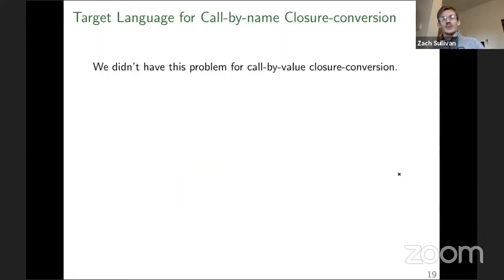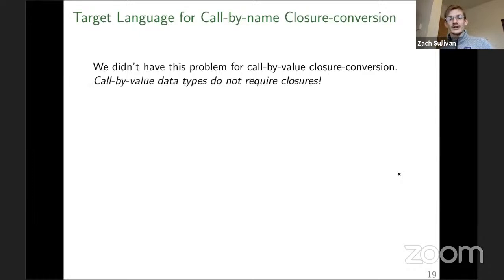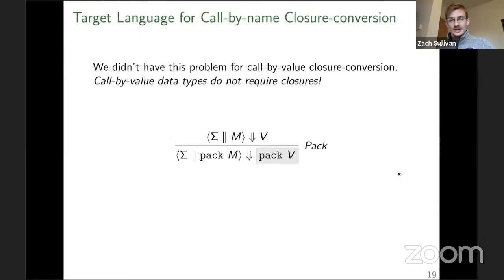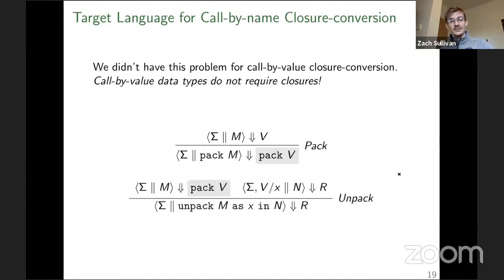Why didn't we have this problem for call by value closure conversion? Well, call by value data types do not require closures. This is the call by value version of evaluating pack to a value. We evaluate under the constructor, which means we would look up all the free variables that were in our closure converted package. And we don't have any closures in unpack either.